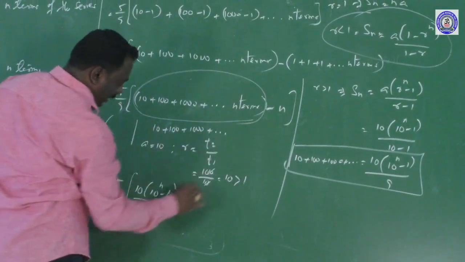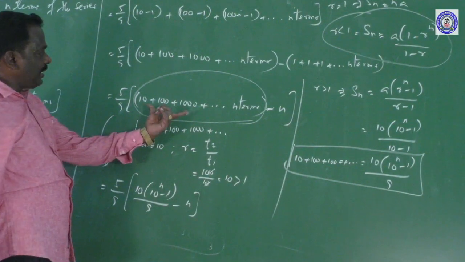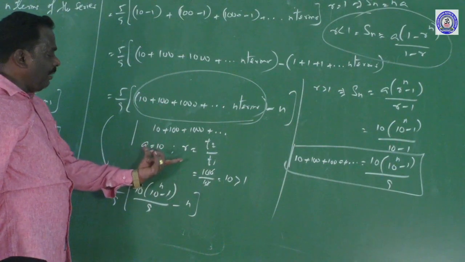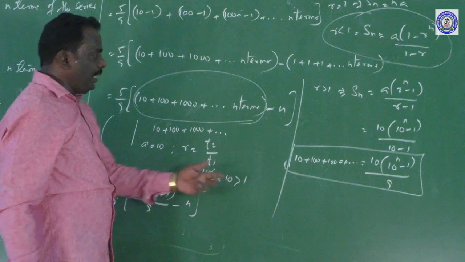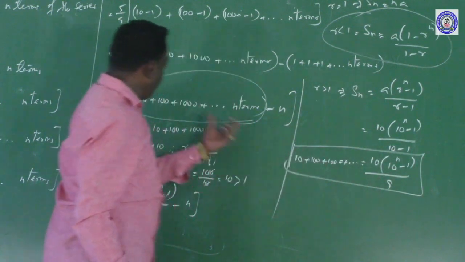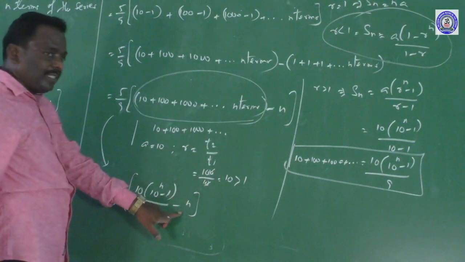And then minus n as it is. Now what we want to do next? So you understand, we just have to find the summation for the bracket term, to which we apply the GP summation. We finally obtain the summation equal to 10 into (10^n minus 1) by 9. Instead of this bracket value, just replace the summation and minus n as it is.